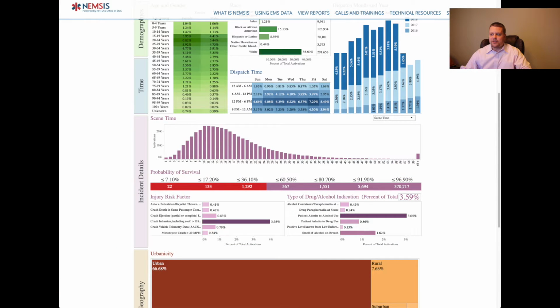The injury risk factor, the number one selected or documented, was the crash intrusion, including roof, 12 inches or greater into the occupant, 18 inches within any site. So understanding the NEMSIS data elements is somewhat important here so that you understand these different selectors. Of the accidents, there were 3.59% of them, or sorry, of the records, 3.59% include some type of drug or alcohol indication.